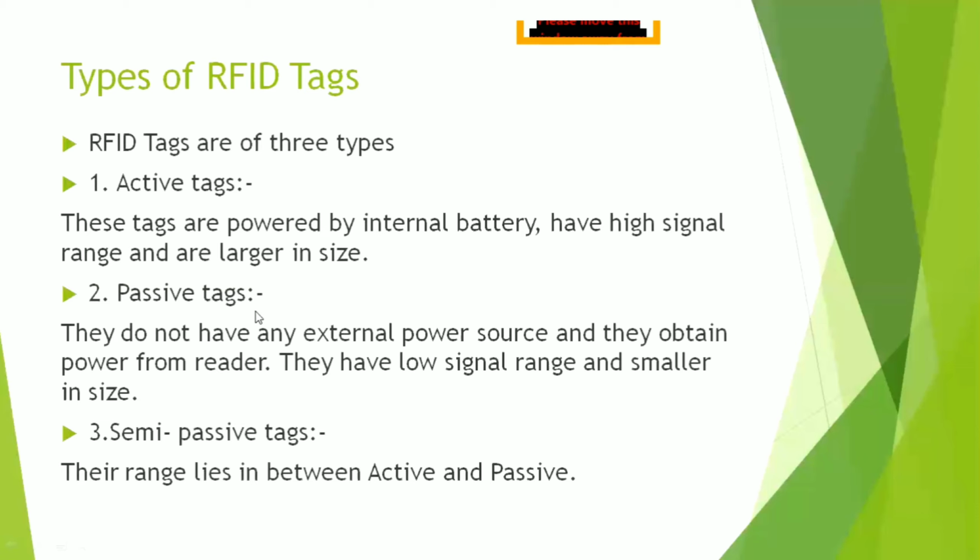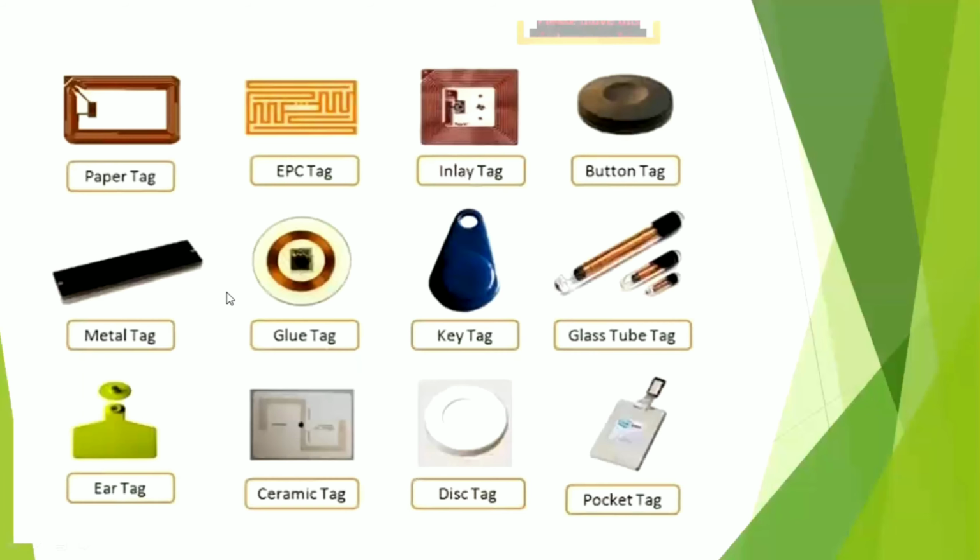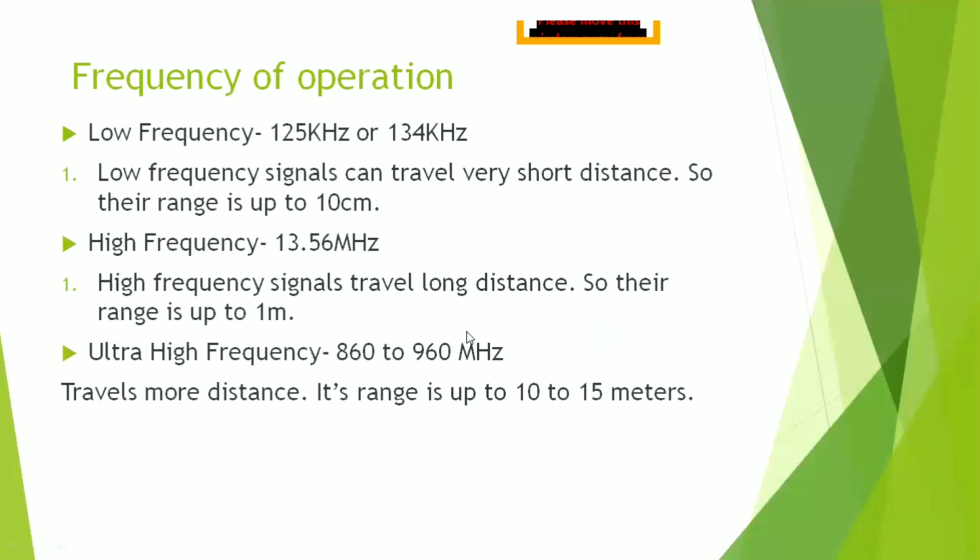Coming to the passive tags, they don't have any external power and they obtain their power from the reader. So they have low signal range. Coming to the semi-passive tags, the range of these tags is in between that of an active tag and a passive tag. Now, as you can see, this is a paper tag, EPC tag, inlay tag. These are the different types of tags.